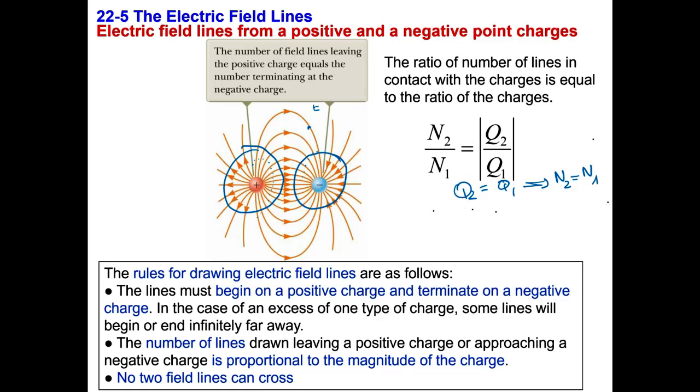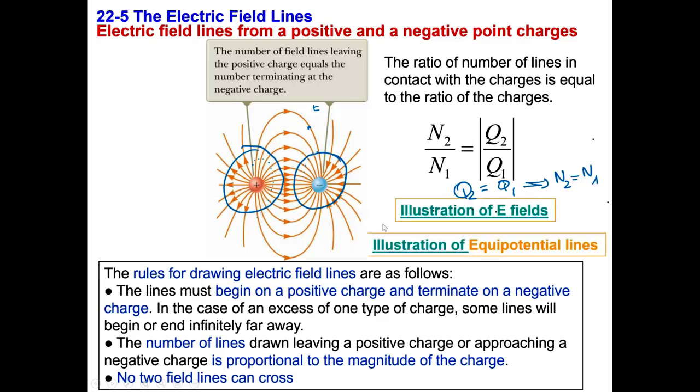Also, we said no two electric field lines cross each other. You can see there is no crossing of the electric field lines, except that they originate on a positive charge and terminate on a negative charge. But sometimes they terminate or originate at infinity. Let's look at a simulation.